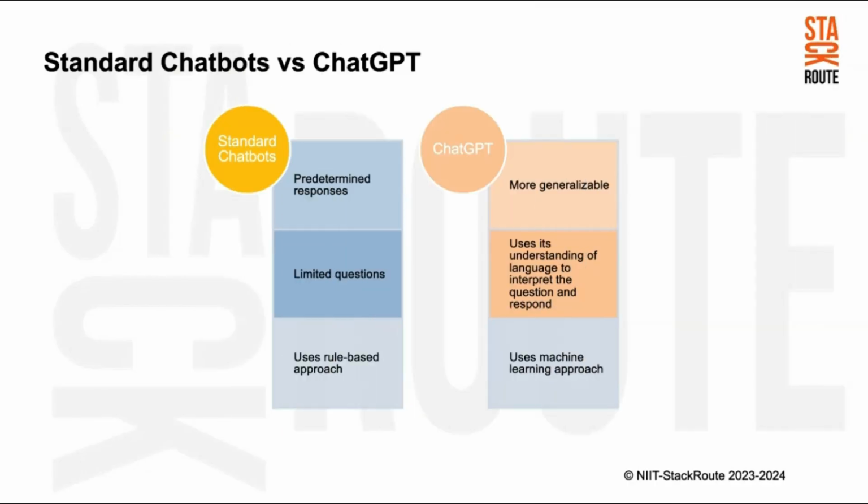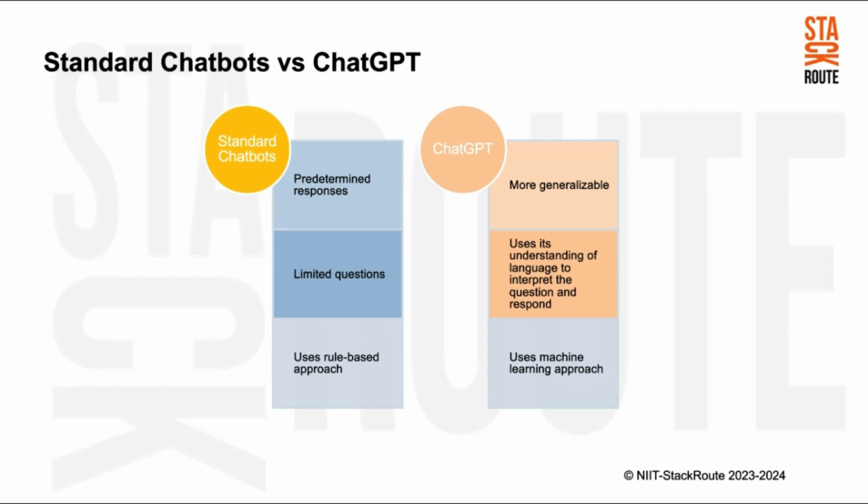So the major differences would include: standard chatbots are usually designed to return a predetermined response to a limited number of questions, whereas ChatGPT is far more generalizable as it uses its understanding of language to interpret the question or task and determine the most appropriate response, which means that ChatGPT has a wide range of potential applications.